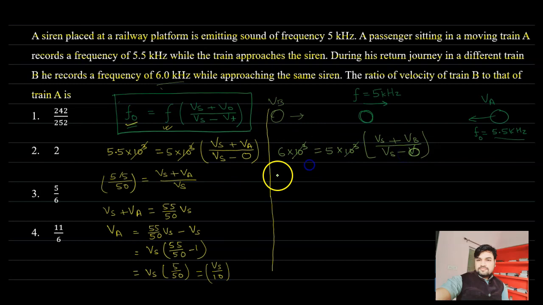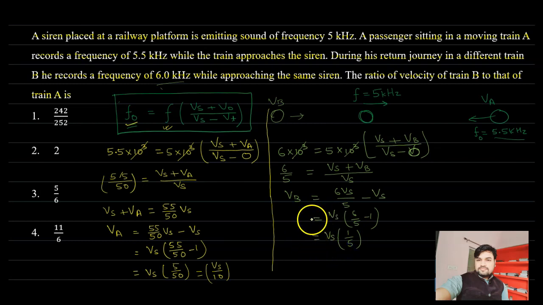Again we can rearrange the term: 6 by 5 equals Vs plus Vb divided by Vs. So rearranging this term, we can write Vb equals 6 Vs by 5 minus Vs. So Vs can be taken as common, 6 by 5 minus 1. So you can write Vs into 6 minus 5 by 5, which is Vs by 5.